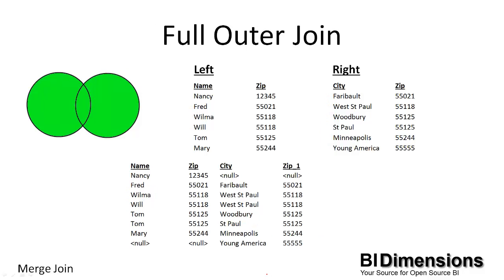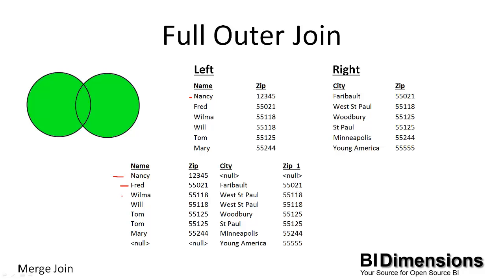Now let's look at our last example. We have the full outer join, and this kind of takes both ways. It takes the left and the right and joins them together. And so you'll see here for Nancy, we do the left join with Nancy, but there's nobody on the right side for Nancy, so we end up with nulls. Again, we have Fred in 55021 that we match up with Faribault.